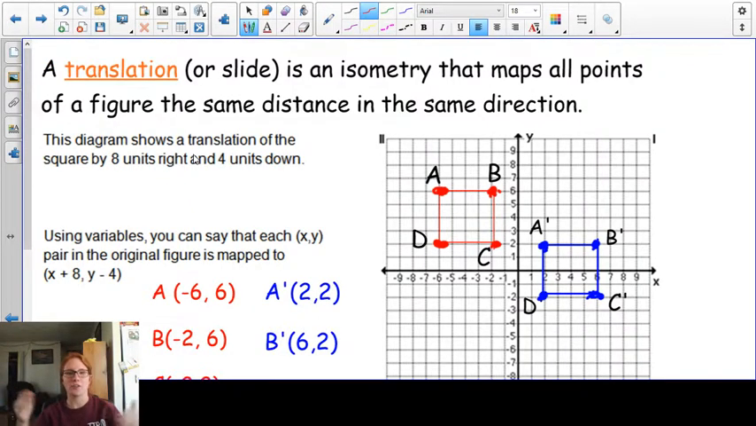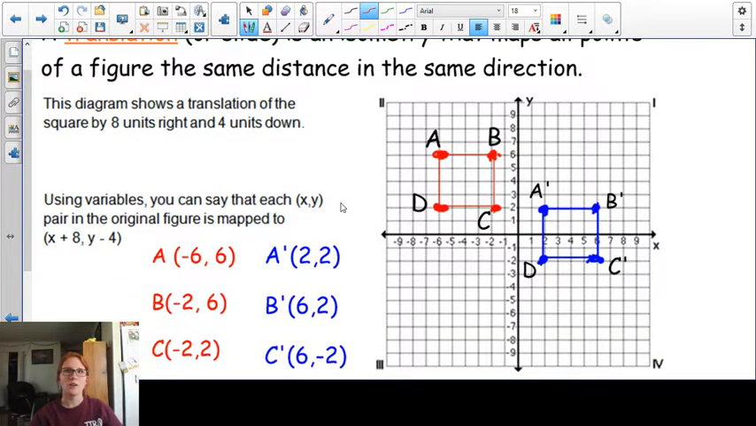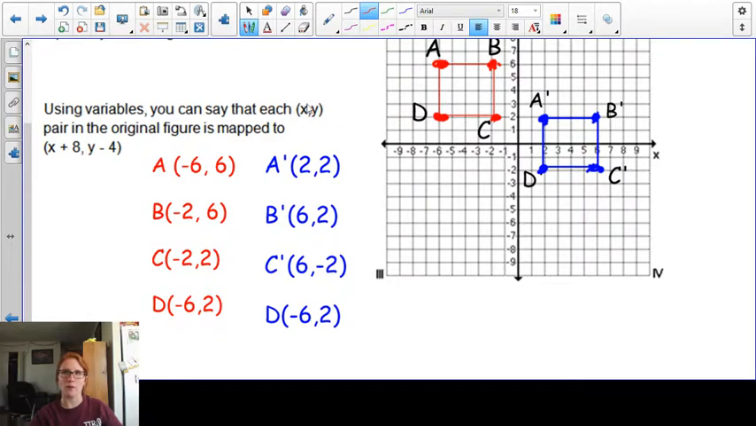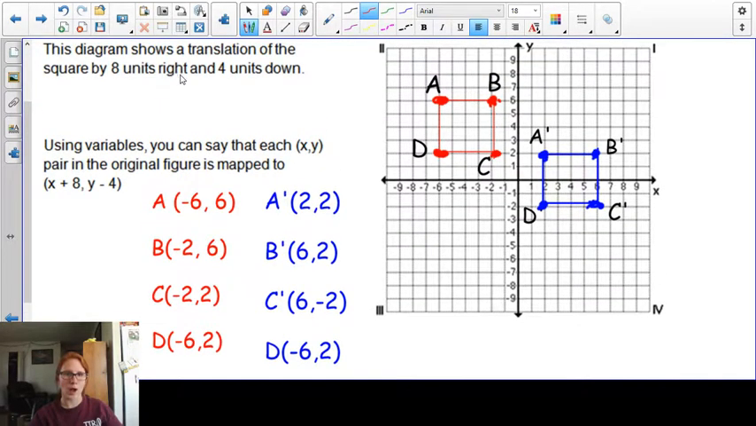So let's go ahead and talk about translation today. A translation, or a slide, is, again, an isometry that maps everything the same distance and same direction. The diagram below shows a translation of the square 8 units right and 4 units down. So that means what I did to each of my x and y points is 8 to the right. 8 to the right means I'm going positive. 4 down means I'm going negative. So I'm going to add to my x and subtract from my y.